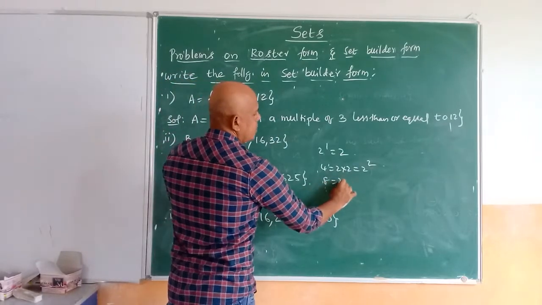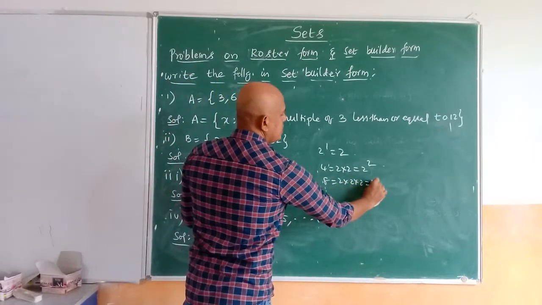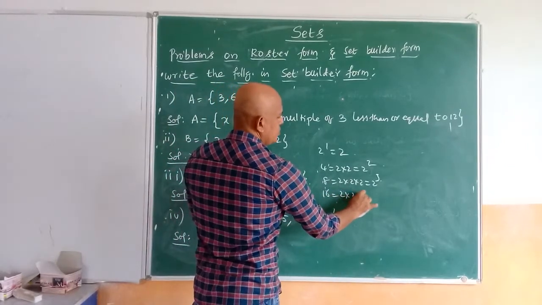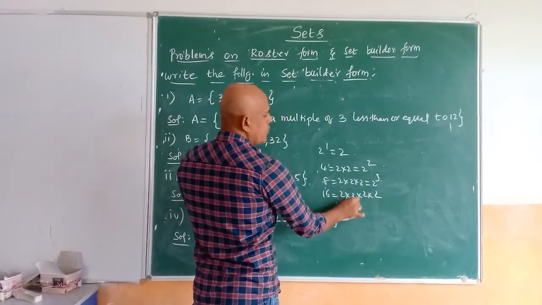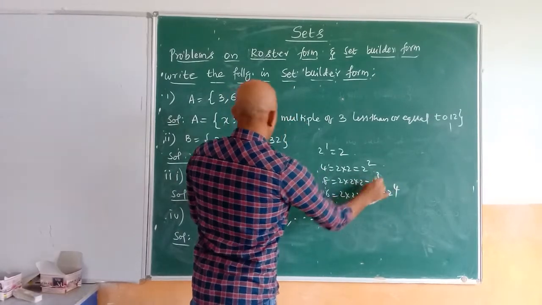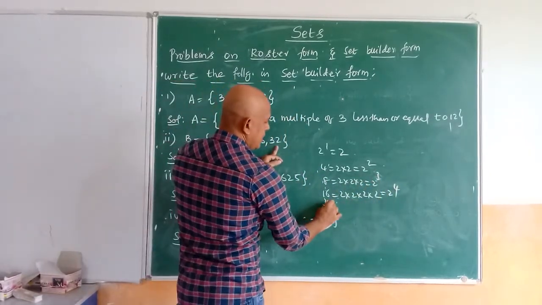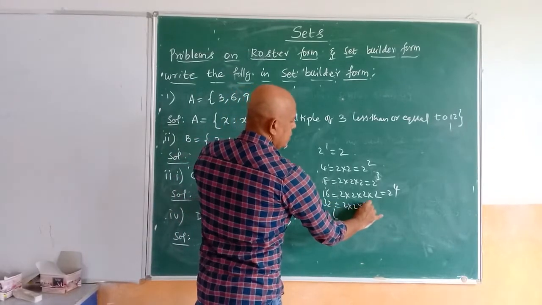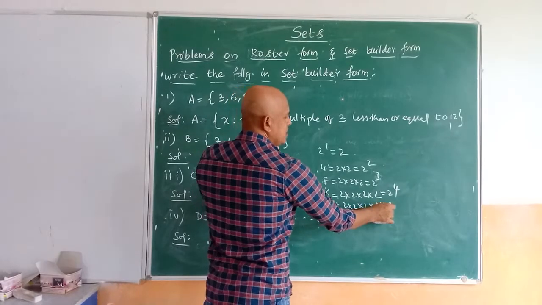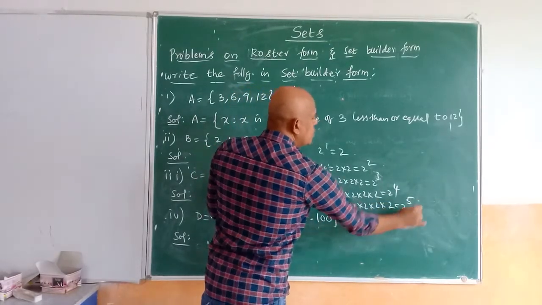8 is what here? 2 into 2 into 2, that is equal to 2 power 3. 16 means 2 into 2 into 2 into 2: 2 2s are 4, 4 2s are 8, 8 2s are 16, that is equal to 2 power 4. And next, 32 is 2 into 2 into 2 into 2 into 2, that is equal to 2 power 5.